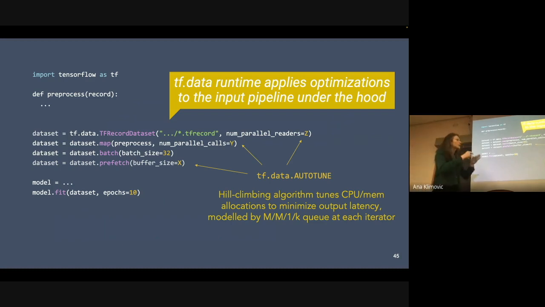And underneath the hood, what tf.data does is the runtime models the output latency of this pipeline by modeling each operator as a queue. So we can model the output latency of each operator. They're all in a graph. And the runtime is doing a hill climbing algorithm to tune how many software threads each of these operators is using and how much memory. And memory is especially for things like buffer sizes, for example. And so it'll set these parameters to try and minimize output latency and essentially maximize throughput.